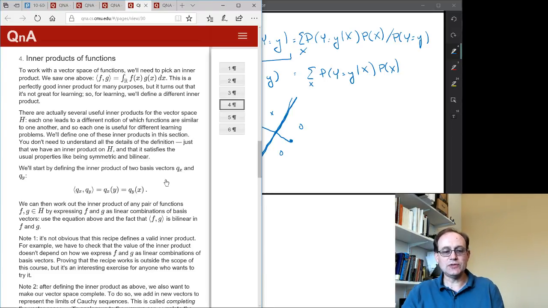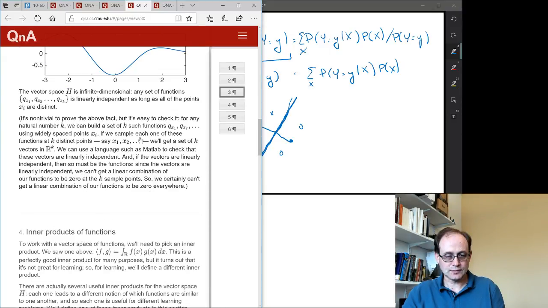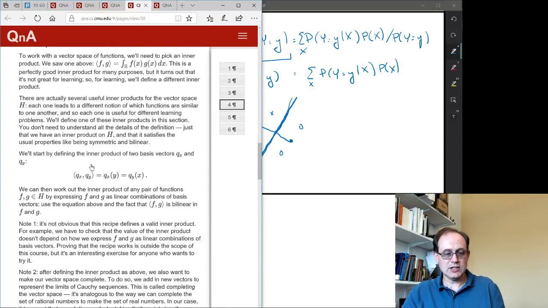So we're going to actually follow a fairly standard recipe. What we're going to start by doing is defining the inner product between any two basis vectors. Right, so our basis vectors, if you remember, were functions that look like this, but shifted left or right so that the center point was anywhere in the real line. All right, and so we define the inner product between q_x and q_y to be q_x of y or q_y of x. Those are the same thing because these q functions are symmetric, right?